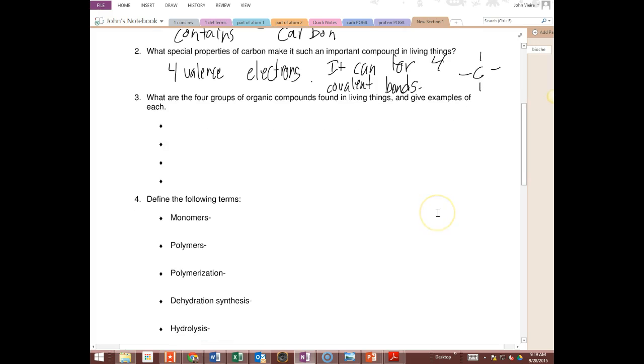So what are some of these complex structures that carbon can build? Well, it can build carbohydrates. It can build lipids. It can build proteins. And it can build nucleic acids. Give examples of each. Well, one, carbohydrate. Starch is a carbohydrate, right? It's a polysaccharide.